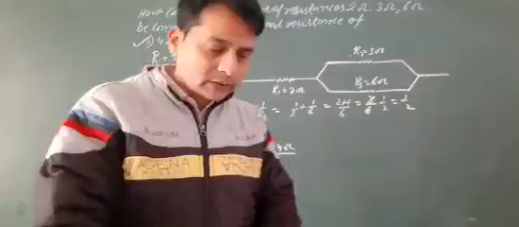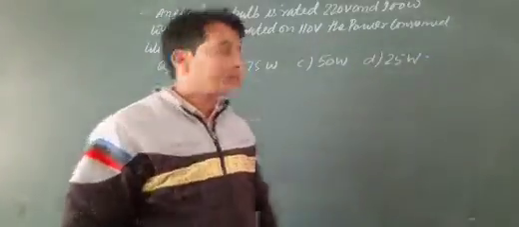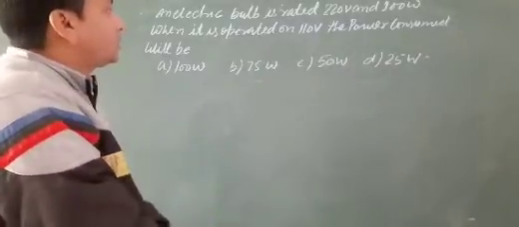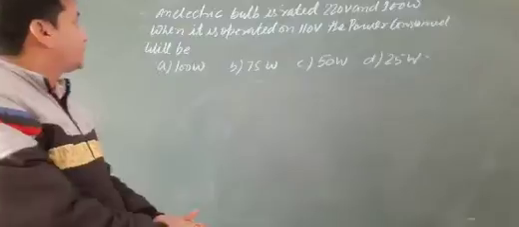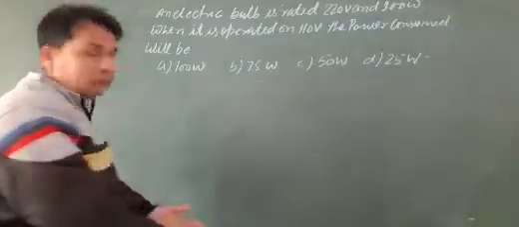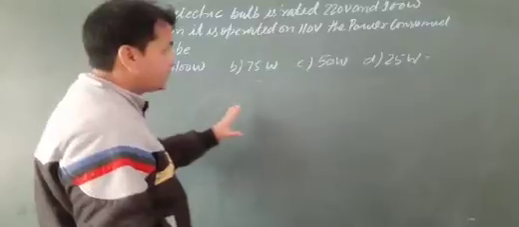So now the next question is here. An electric bulb is rated 220 volt and 100 watt. When it is operated on 110 volt, the power consumed will be. Okay, so which option is right here?